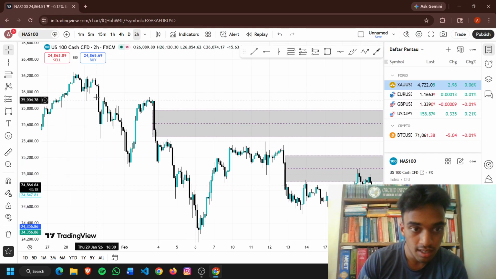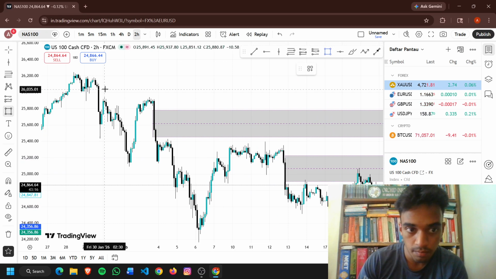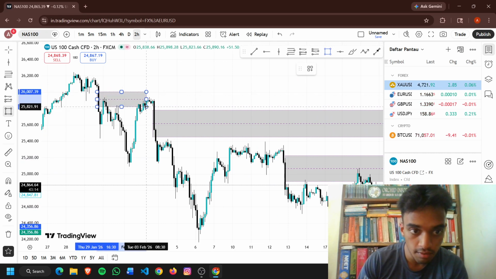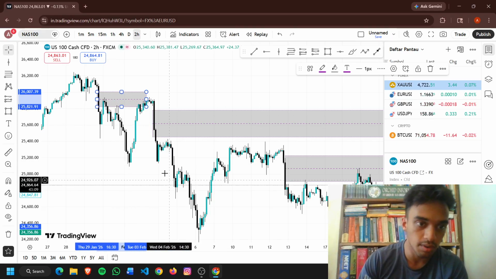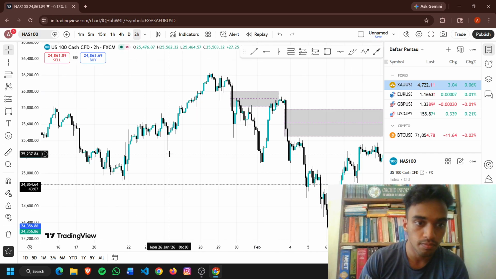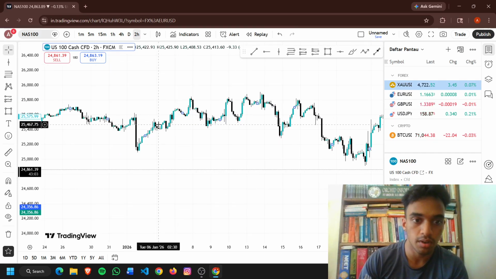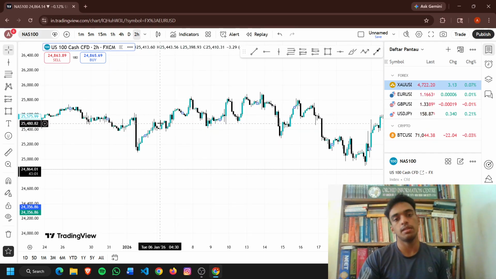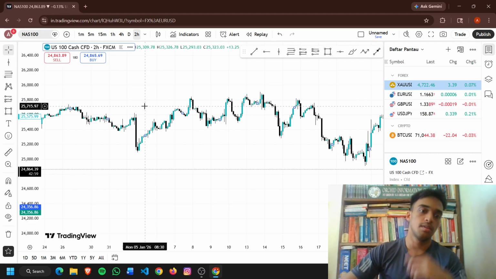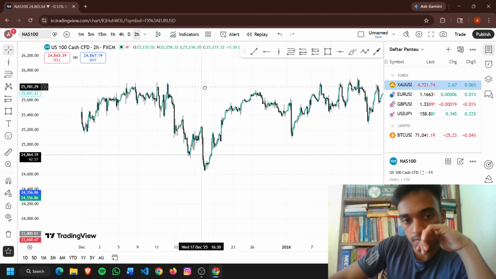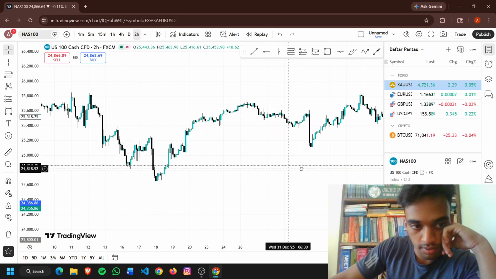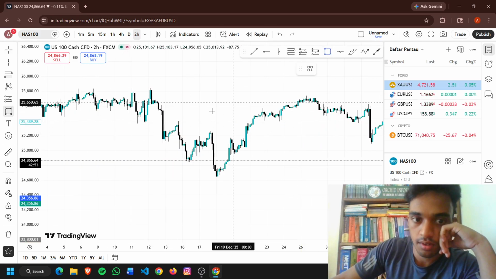See this. This is also a fair value gap. Everywhere fair value gaps are there. So it came, tapped, went down. Again came back, tapped, went down. This is an inverse fair value gap. We'll talk about these. These are all fair value gaps. It just came back for the fair value gap. I'm talking too much about fair value gaps. See, again a fair value gap.